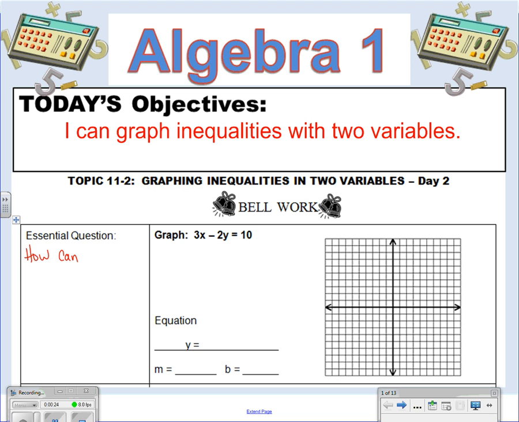So how can I graph inequalities with two variables in standard form?